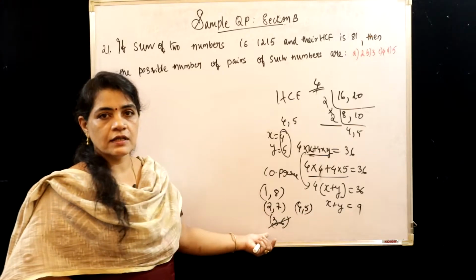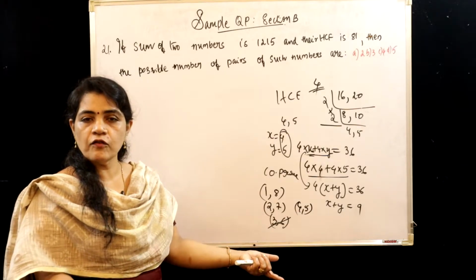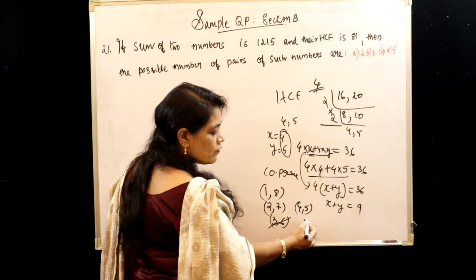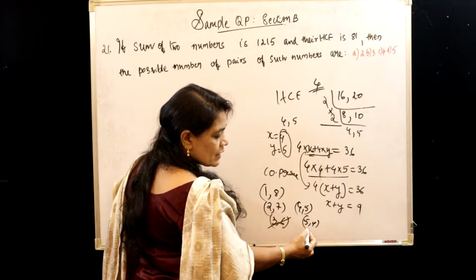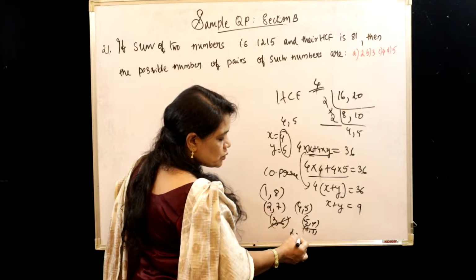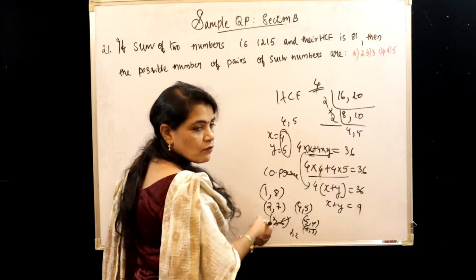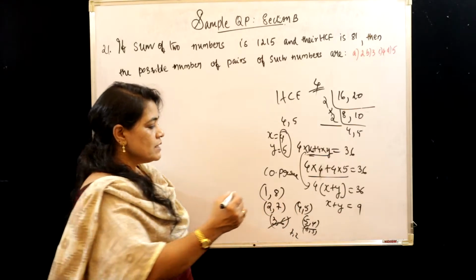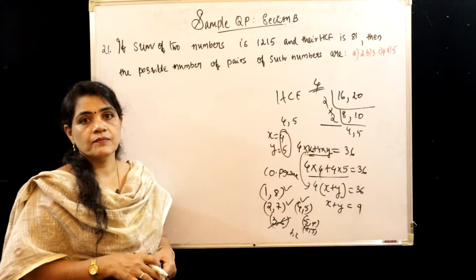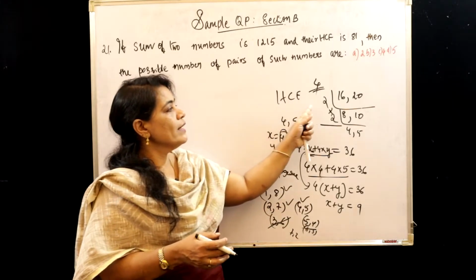That is what we have seen. 4 and 5 sum is 9, and 4 and 5 are co-prime numbers. Next, if you are taking 5 and 4, it is the same pair. Then 6 and 3, the same, we have seen that we can't. 7 and 2, we have already taken. 8 and 1, we have taken. Okay, that means here you can express it in 3 different pairs such that the sum is equal to 36.